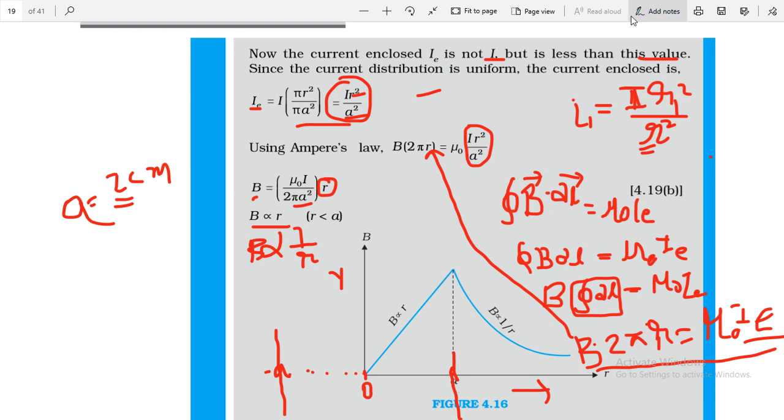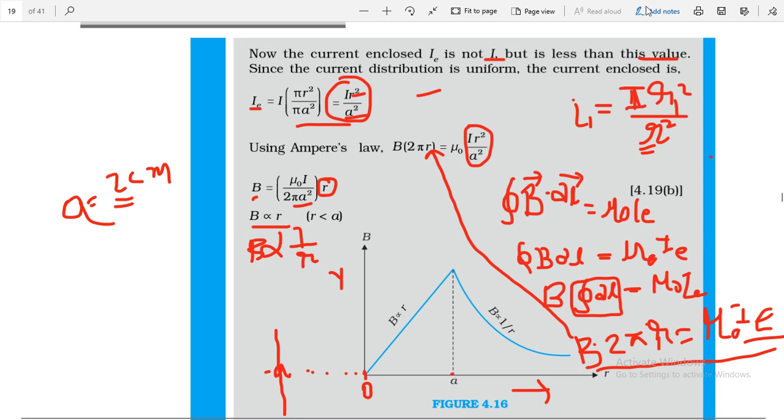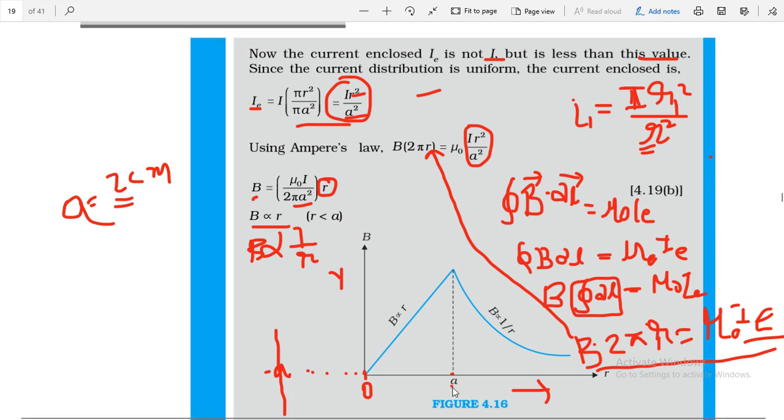From the center to point a, suppose this one is the conductor, and this one is a. So you can see from 0 to a, you are inside the conductor. From a, you are going outside the conductor. If your distance on the x-axis is greater than a, you are outside the conductor, and if your distance is less than a, you are inside the conductor.